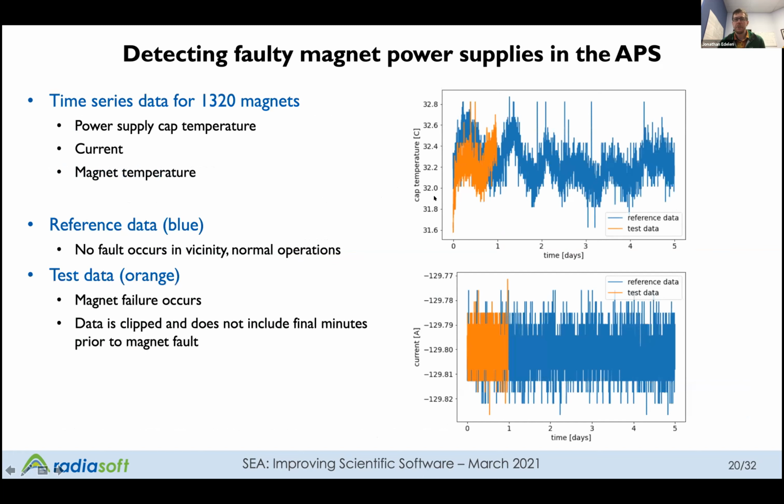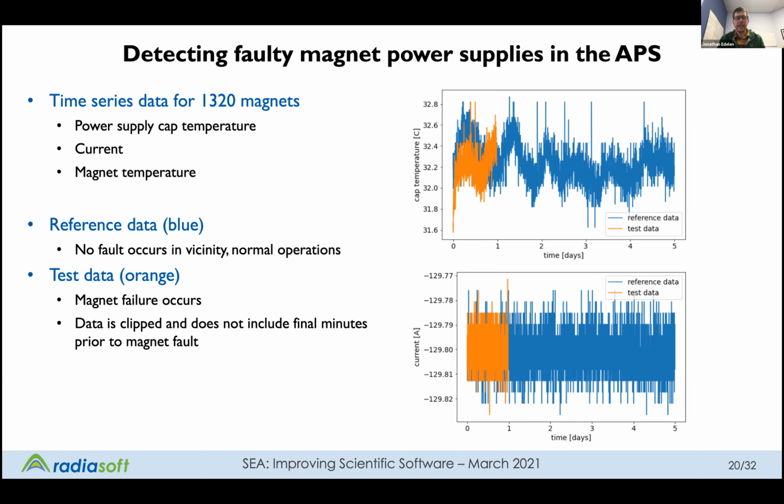And this is just to give an example of the kinds of data that we have. There's what we refer to as reference data, which is essentially just during normal operations, they collect hours and hours of data on the magnet currents and magnet temperatures, logged at a rate of 1 hertz. And then there's data where a magnet failure occurs.